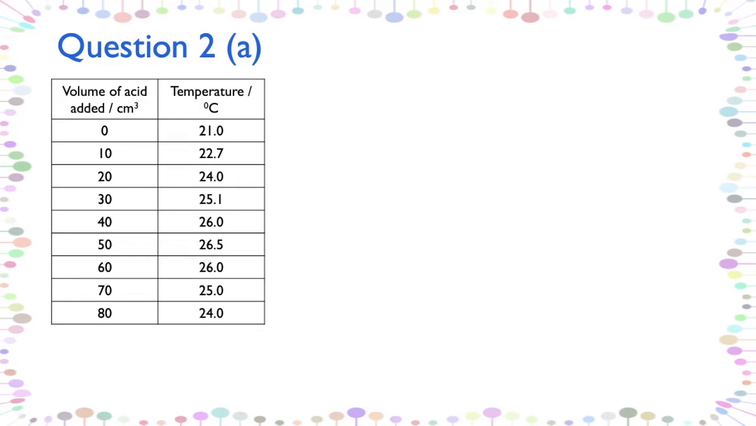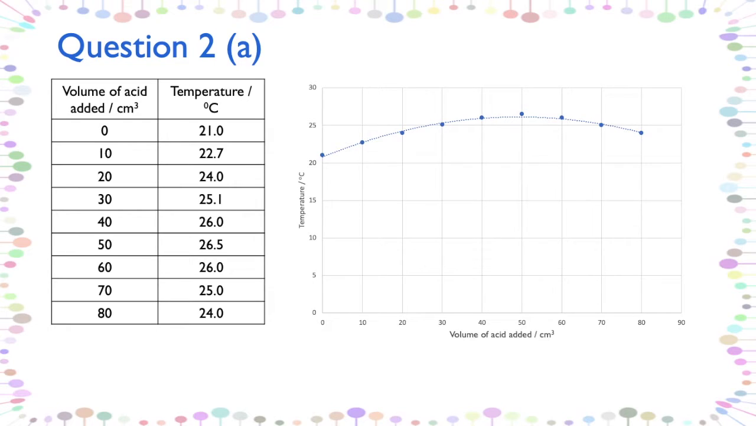For question 2, you would have needed to have plotted a graph of volume of acid added against temperature. So I use Microsoft Excel, but in an exam, you'll get some graph paper or there'll be some graph looking paper inside the exam paper. So you should get a graph like this.